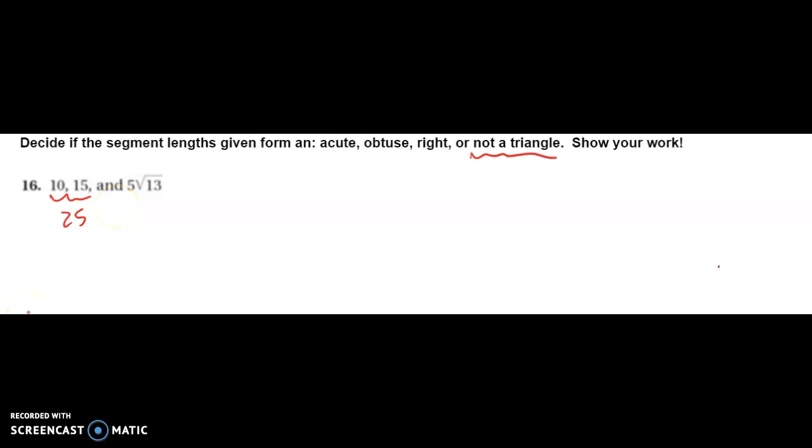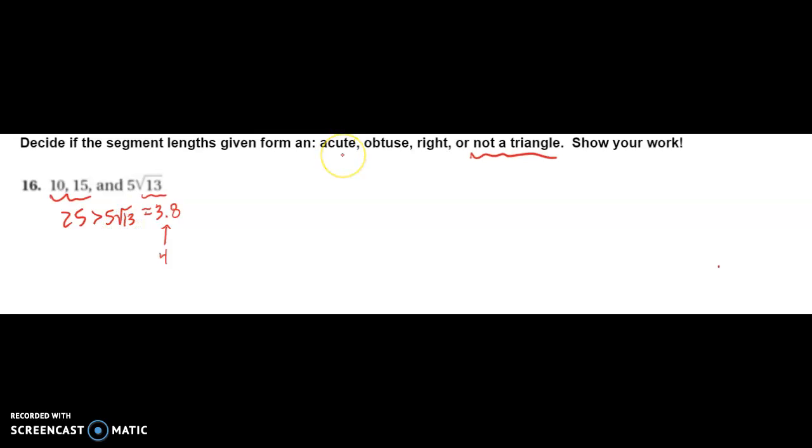You can go ahead and take out your trusty calculator and multiply 5 times root 13 if you want to, or you can just say root 13 is about 3 point something. Let's call it 3.8-ish, whatever it happens to be. If I multiply that number by 5, even if this number is 4, 4 times 5 is still going to be less than the two smaller sides added together. So we'll form a triangle because 5 root 13 is smaller than 25.